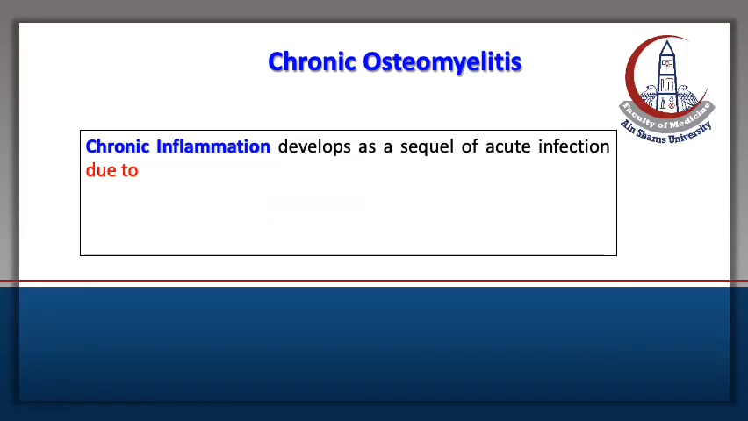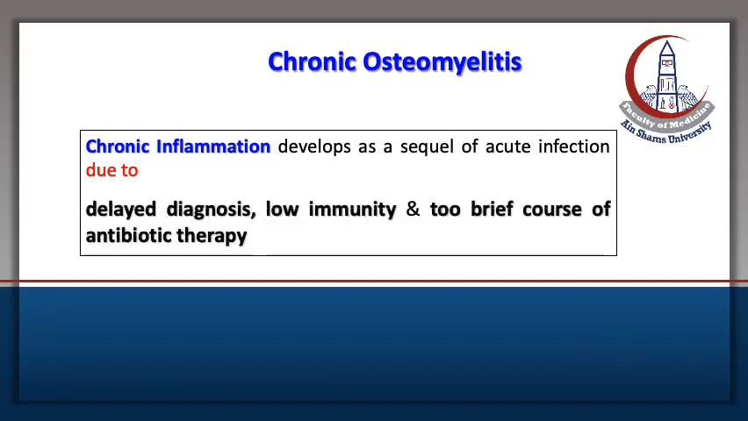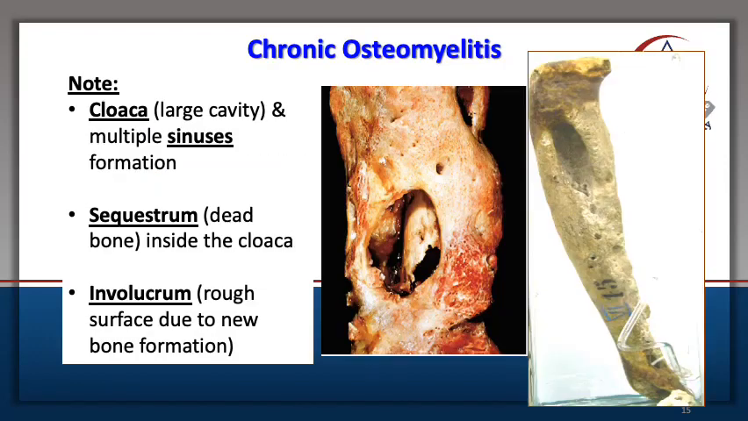Chronic non-specific osteomyelitis occurs as a sequel of acute infection due to delayed diagnosis, low immunity, or too brief a course of antibiotic therapy. In chronic osteomyelitis, there are three terms we should know.